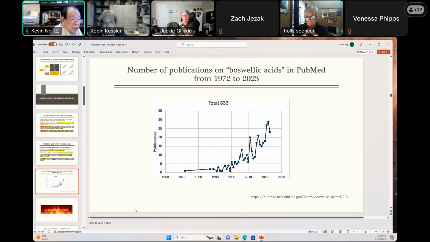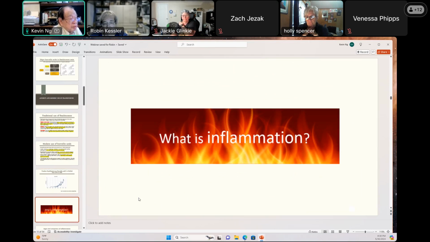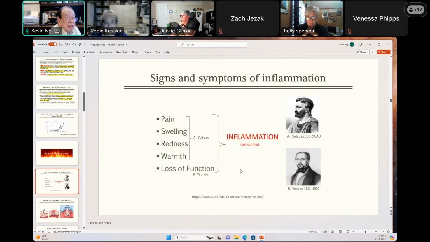So now this leads us to the next question. What is inflammation? In simple language, what it means is set on fire. And the observations were made by Celsius, the person who discovered the mercury thermometer. He described inflammation is characterized by four signs: pain, swelling, redness, and warmth. Later on, we shall add another sign into this. So inflammation results in all this problem. The question is, what caused this?